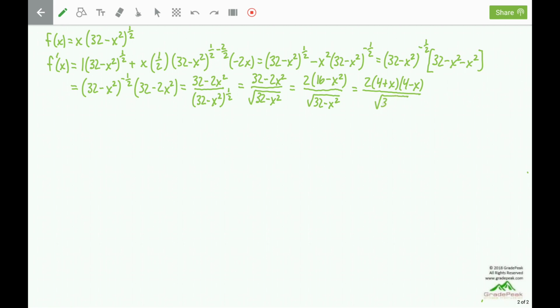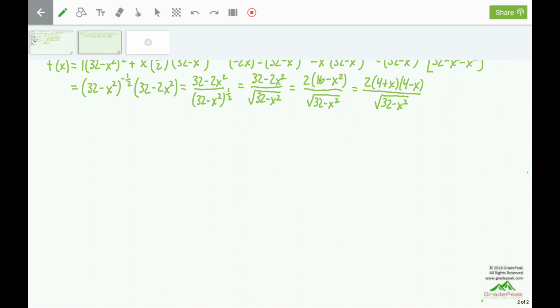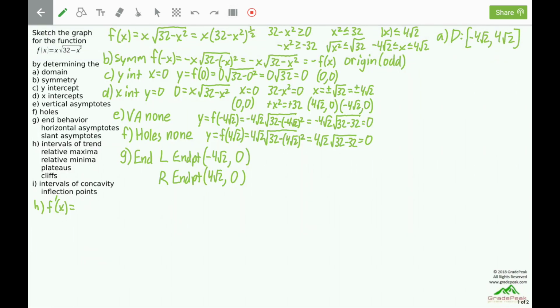In the denominator, the 32 minus x squared is inside of an even root, a square root, and it doesn't need to be factored. So we have the first derivative written as a single fraction. All powers are positive, and it is fully factored, at least the portion that is not inside of an even root. So this is the version of the first derivative we will want. So it was found to be 2 times 4 plus x times 4 minus x divided by the square root of 32 minus x squared.